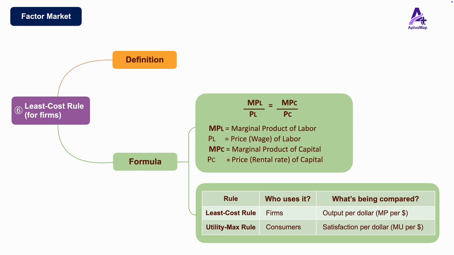You keep shifting spending towards the input that gives you more bang for your buck until the return per dollar is equalized across all inputs you use. It's about optimizing the combination. Finding that optimal mix to minimize cost. Got it.